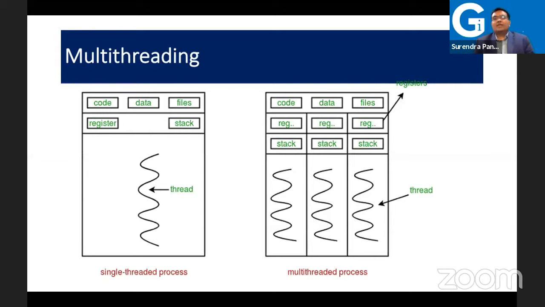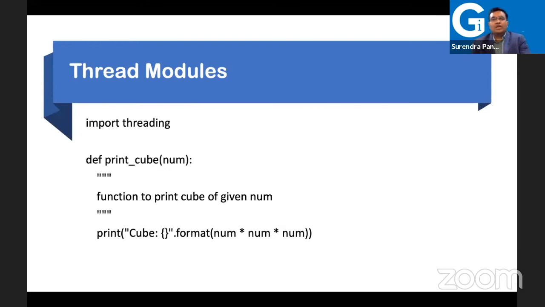Now you can see the example here of how multi-thread works. Multi-thread means you have multiple threads in one process, whereas single thread means you have one thread in one process. So let us come to the practical part now, and then again we'll come back to the detailed theory about threading. Here I'll be covering the practical part of multi-threading.